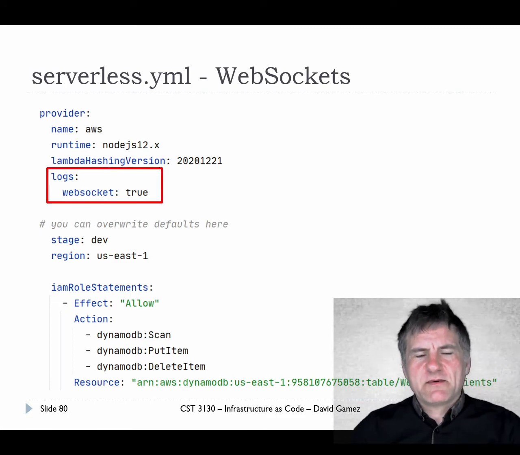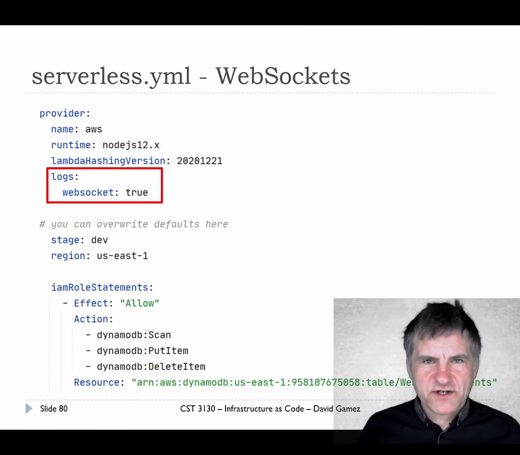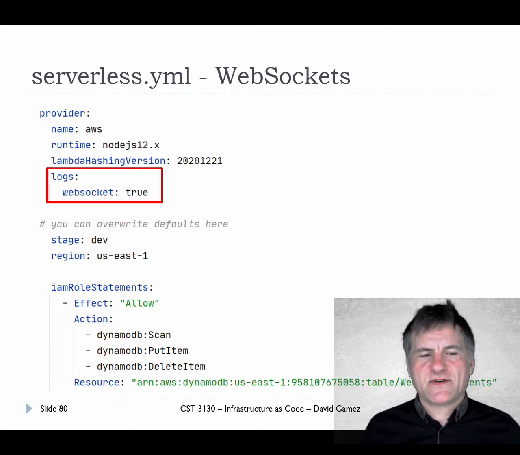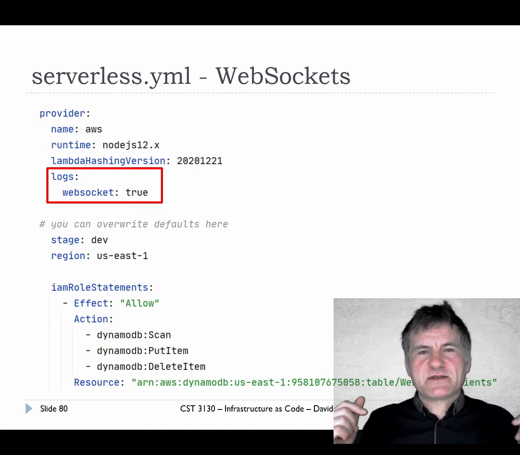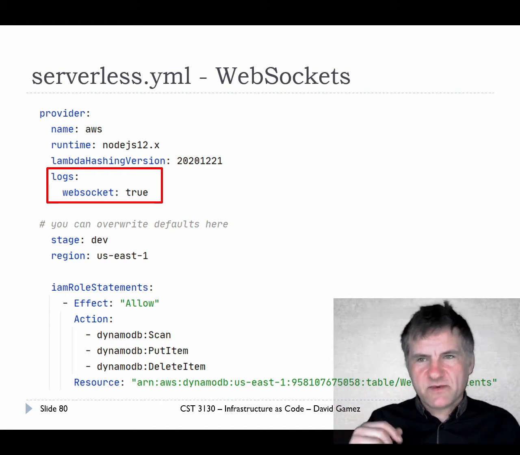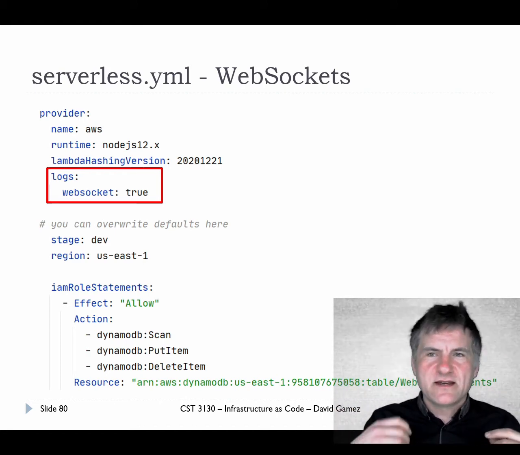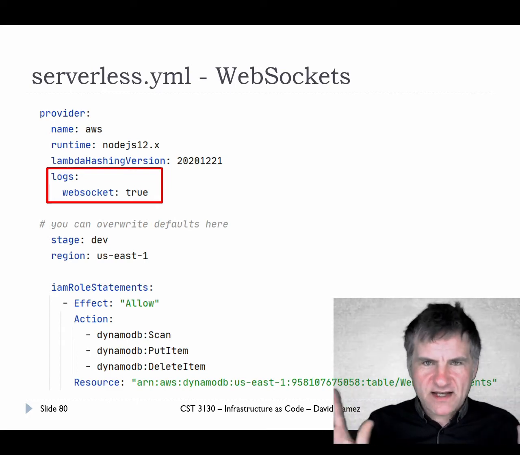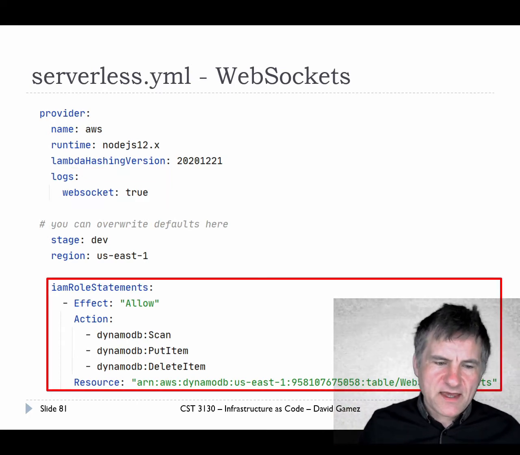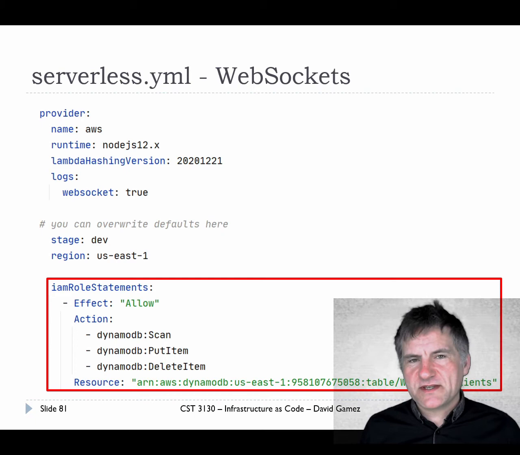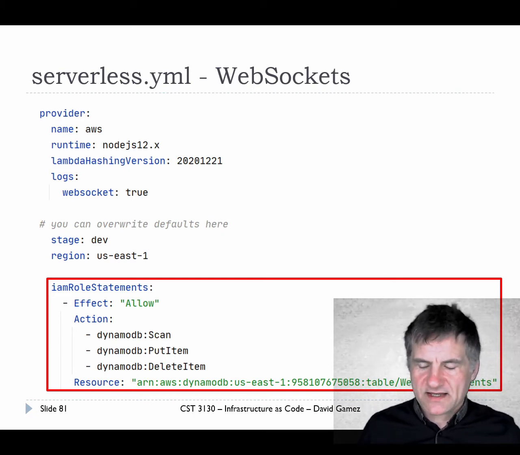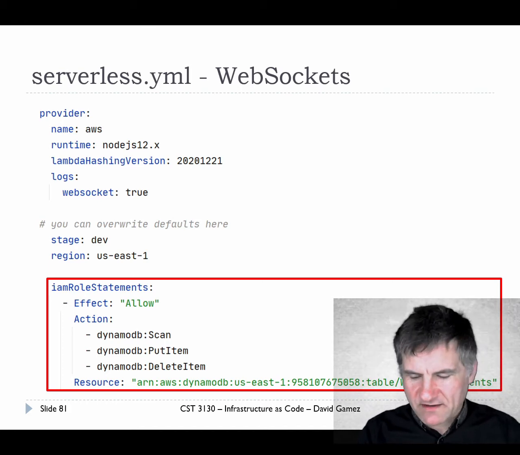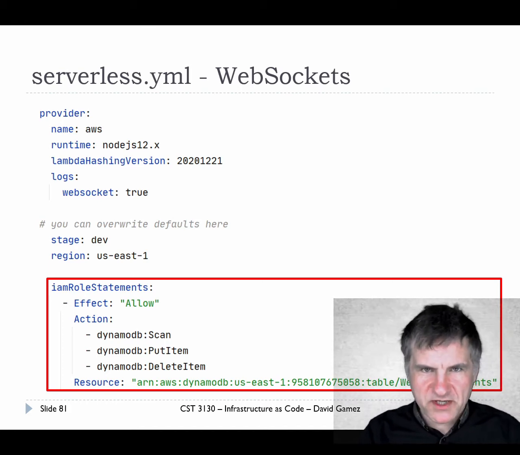Now, within the YAML file, in addition to specifying the functions and the routes, we can specify the logs. And here we just have 2 lines of YAML. It's best to switch the logging on and off rather than messing around with configuring the stage and the logging and doing all the permissions. 2 lines and it's all done. And then we also need to give permissions to the Lambda functions to interact with the database, things like scan, put item, delete item. And then obviously the resource on which those permissions apply.